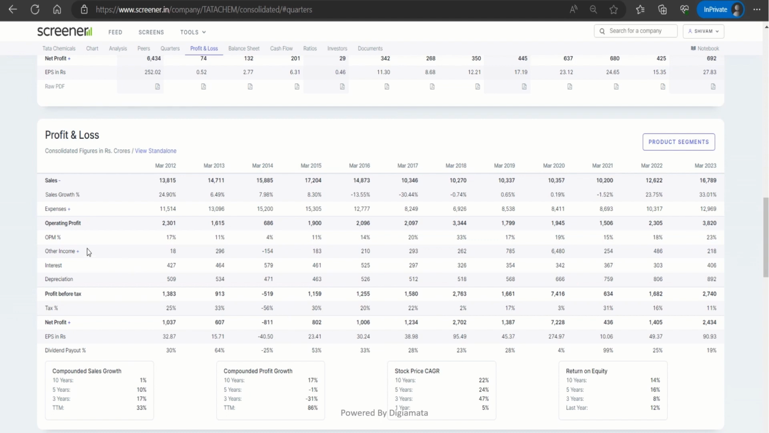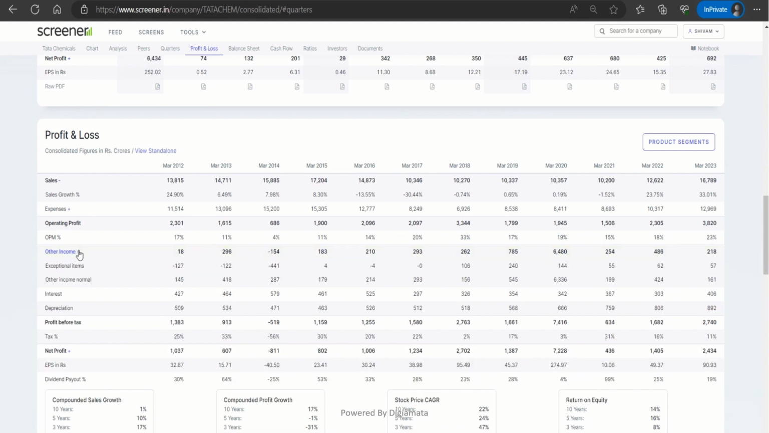The next is your other income. Now, this column becomes interesting because sometimes there could be an income because of the sale of an asset or sale of land. Like if you see here in 2020, there was 6,000 crores of other income. I mean, you can't really call this other income, but you can actually go to your annual statement and you will find where the 6,000 crores is coming from.